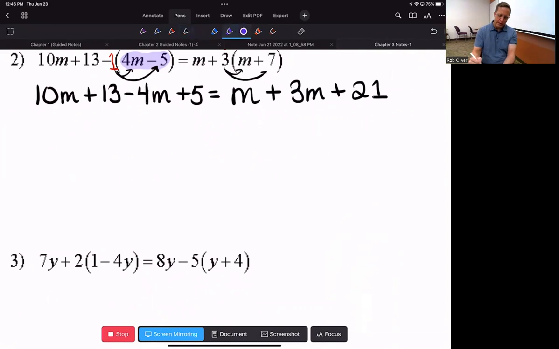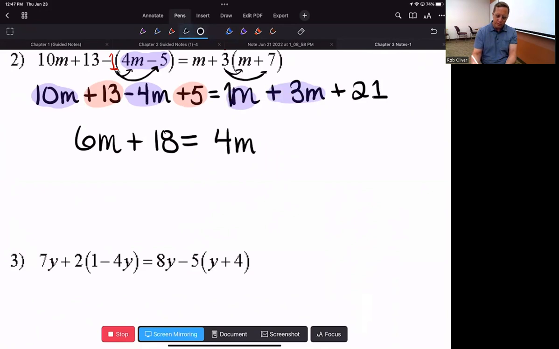All right, so now we're going to put together like terms on both sides of the equation. So we have m's over there, and we have constants right here. So the m's, when we put that together, make 6m plus 18 equals, and then on the right side, we've got m, and we have plus 3m. That makes 4m, because you can think of that as 1m. So 4m plus 21.